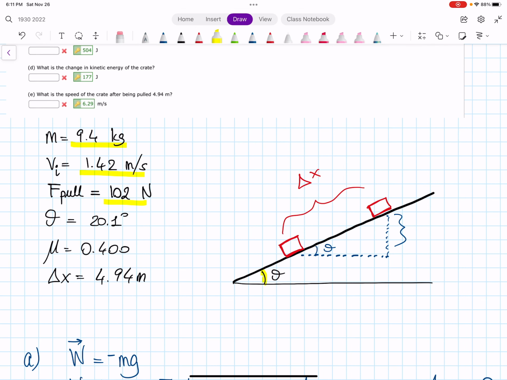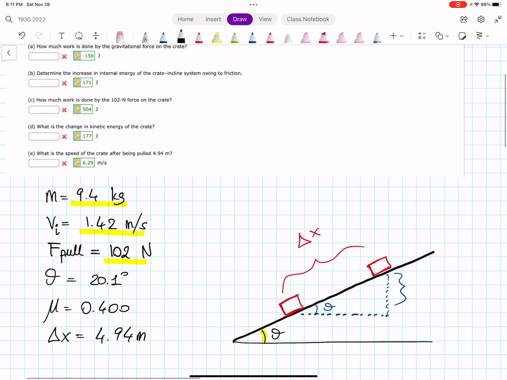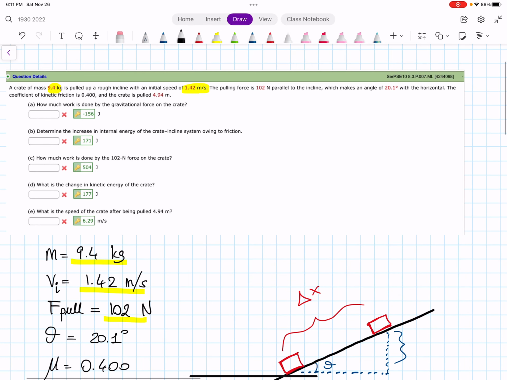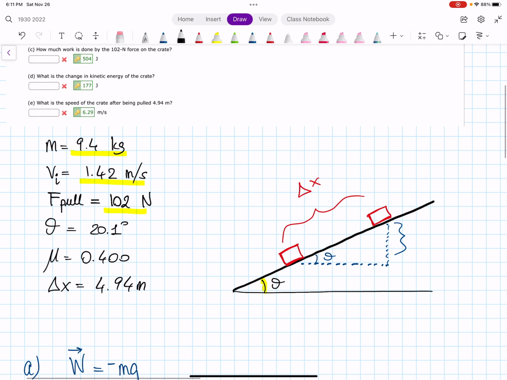So here we go. We have a diagram of what is going on in this example. The object is being pulled through some displacement, right? The coefficient of friction is 0.4 and the crate is pulled 4.94 meters. The crate is being pulled how many meters, everybody? 4.94 meters. So this displacement here is 4.94 meters.